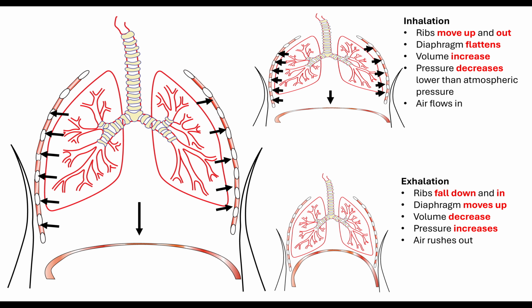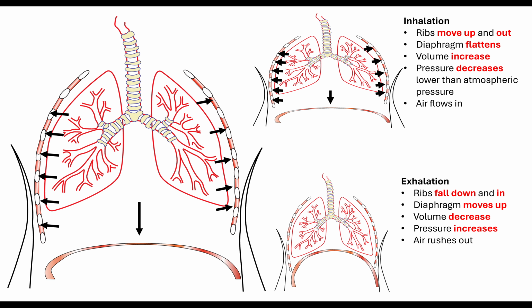Therefore, the volume inside our pleural cavity, our lung cavity, is increasing. The pressure is then decreasing lower than the atmospheric pressure, so air is going to come into our lungs. When we are exhaling, we are breathing out, our ribs are going to fall down and in. Our diaphragm is going to move back up. The volume therefore has decreased. The pressure has increased. The air is going to flow out.